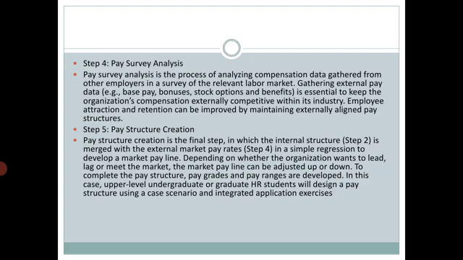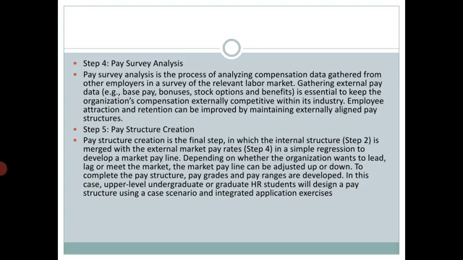Then pay structure creation. Pay structure creation is the final step in designing pay levels. What is done in this step? In this final step, the internal structure is merged with the external market pay rates in a simple regression to develop a market pay line.